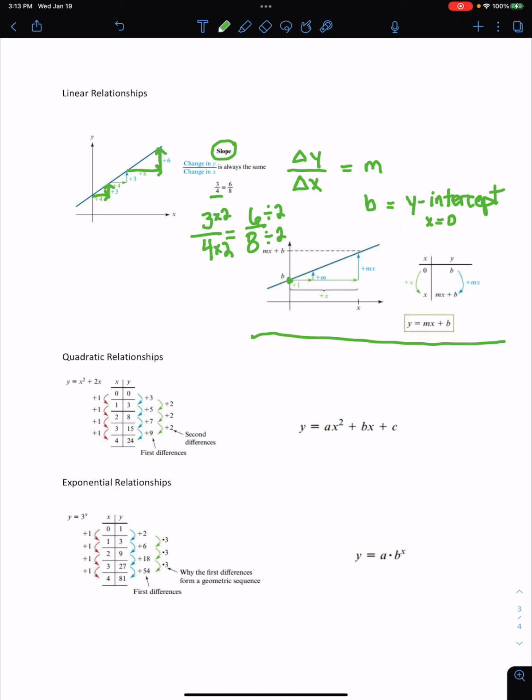And when we represent that in an equation, we get something that looks like this, otherwise known as slope-intercept form of the line, because we can see the slope represented by the m, and we can see the intercept represented by the b. So that's our relationship for linear equations. In the next video, we'll talk about quadratic relationships and exponential relationships.